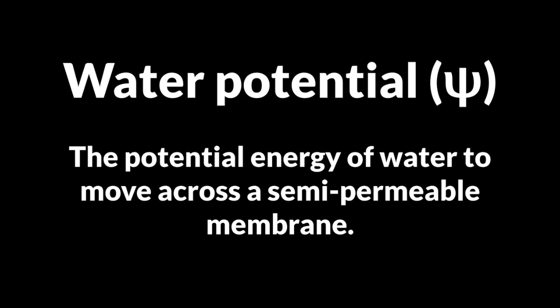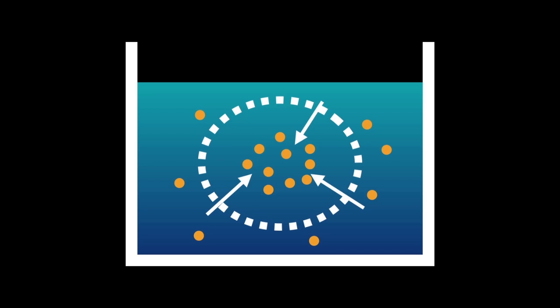Water potential is symbolized as psi, the Greek letter psi, and it is just the potential energy of water to move across a semi-permeable membrane. So what does that mean? If we take a look at this bucket, we see that water is rushing in. What's moving is the water on the outside, which means that all the water on the outside has the potential energy to move in. So the water on the outside has a high water potential and the water on the inside has a lower water potential. As a general rule, water moves from a higher to lower water potential.